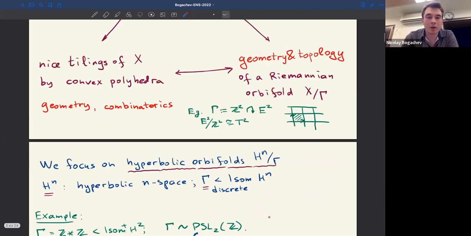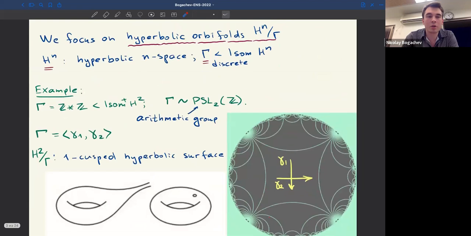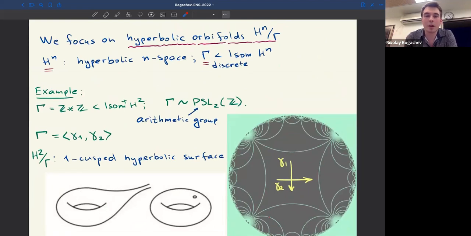Our main goal is to study hyperbolic orbifolds in view of this picture. And hyperbolic orbifolds are just orbifolds Hn mod gamma, where gamma, in our case, is a lattice acting in the hyperbolic n-space by isometries.